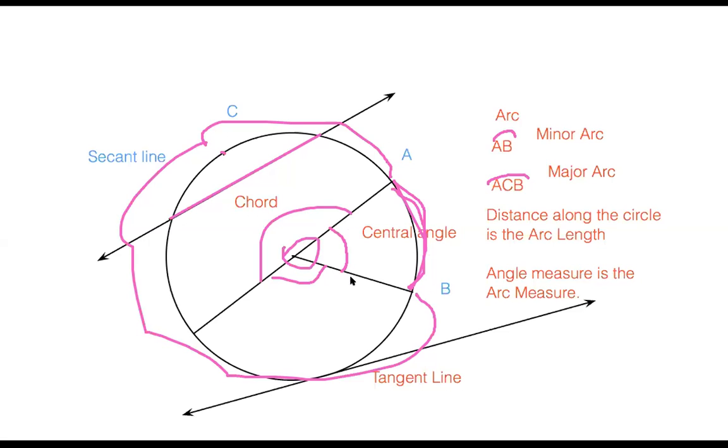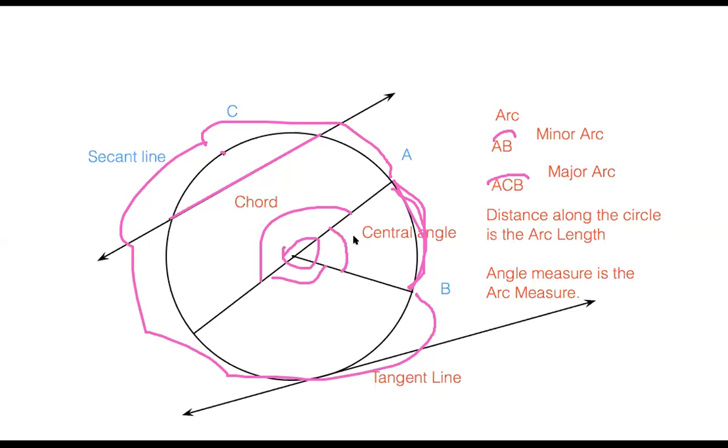So we have the central angle, and then we have arcs. Now, this is arc AB. If I want to talk about the major arc, maybe this one that goes all the way around here, I can do that by saying this. AB was the minor arc. The major arc going all the way around is going to be ACB. So it's going to go A through C all the way around to B. So that's kind of the idea there.